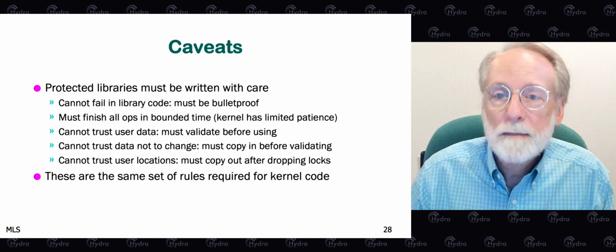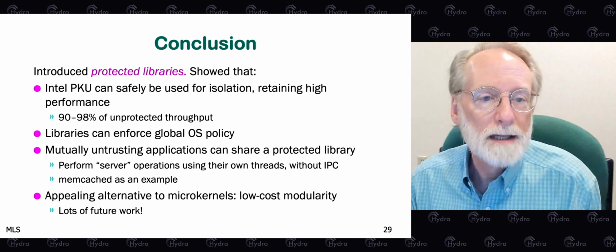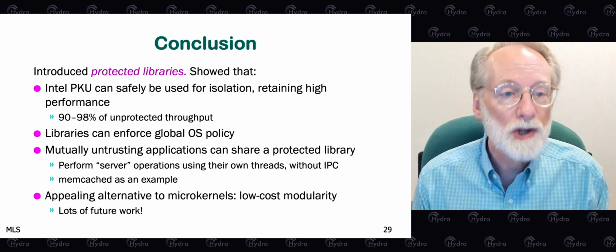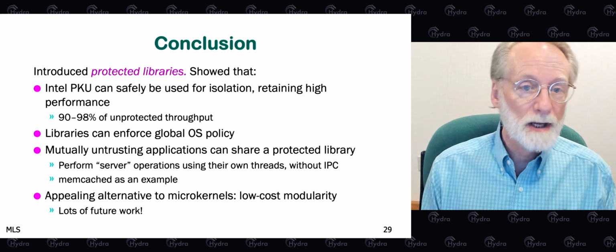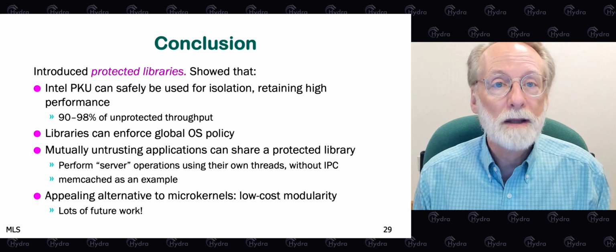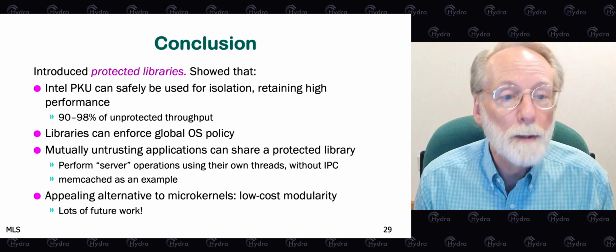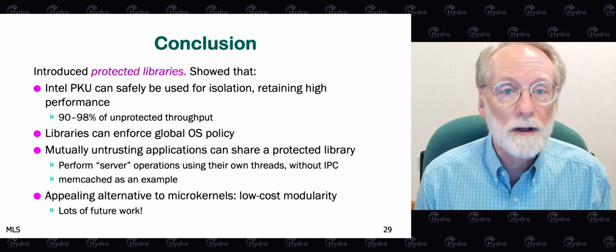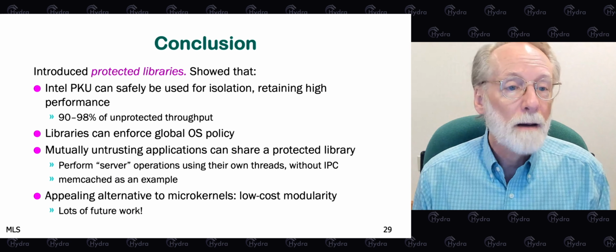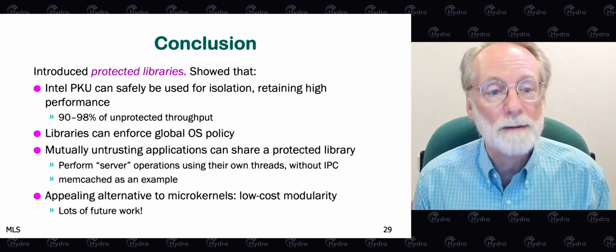So to conclude here, I've introduced the notion of protected libraries and shown that the protection keys for user space mechanism on recent Intel hardware can be used to implement protected libraries safely and with very high performance, giving us, for several important applications, 90+% of the throughput that we could get without protection.